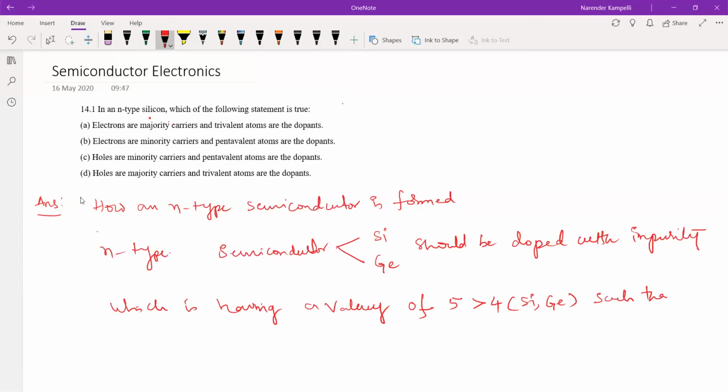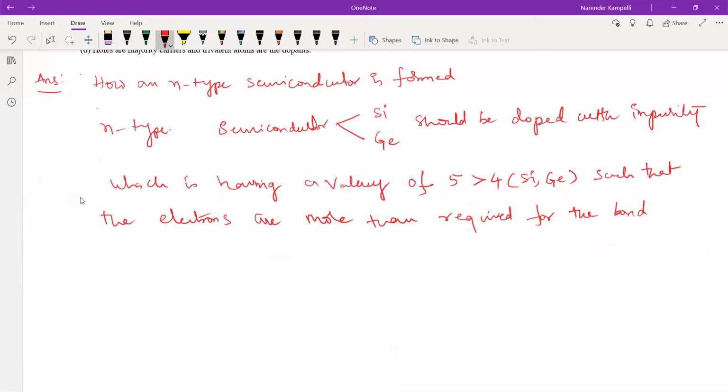such that the electrons are more than required for the bond formation. So what is the bond formation, you have to understand?